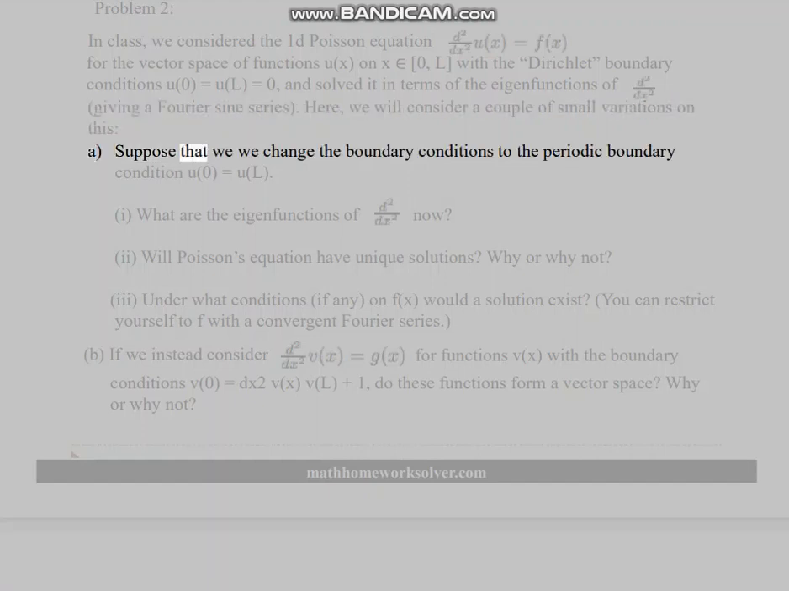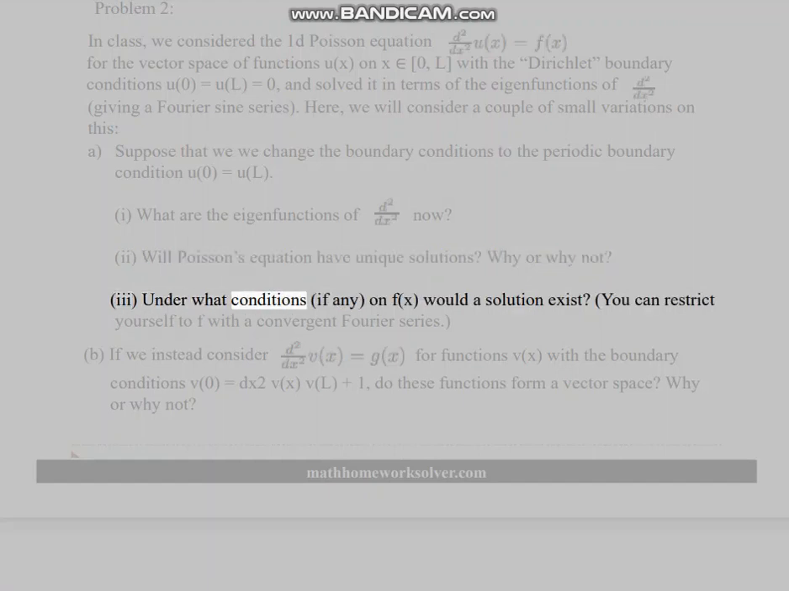A. Suppose that we change the boundary conditions to the periodic boundary condition u(0) equals u(L). 1. What are the eigenfunctions now? 2. Will Poisson's equation have unique solutions? Why or why not? 3. Under what conditions, if any, on f(x) would a solution exist? You can restrict yourself to f with a convergent Fourier series.